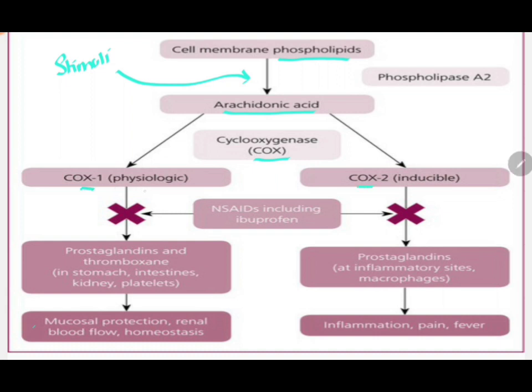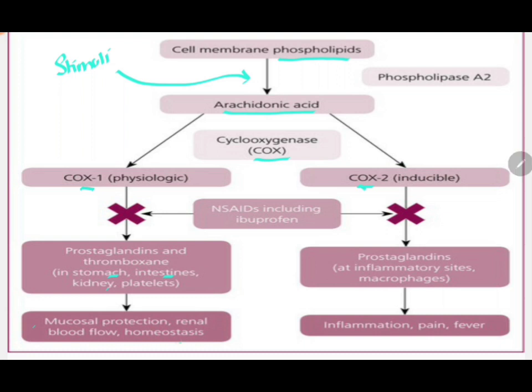The COX-1 is present physiologically in the body at all times, and it is responsible for the production of prostaglandins and thromboxanes in the stomach, kidney, platelets and intestines, and it plays a role in mucosal protection, renal blood flow and homeostasis.